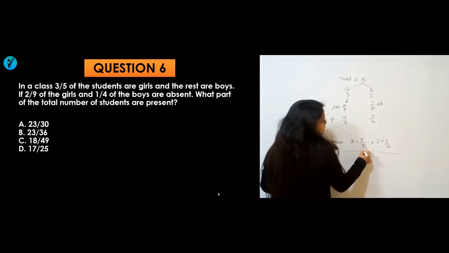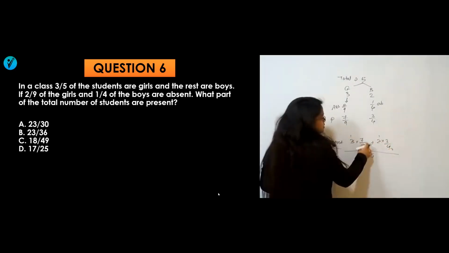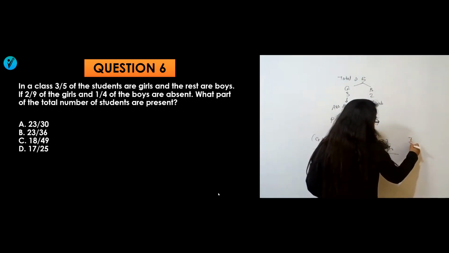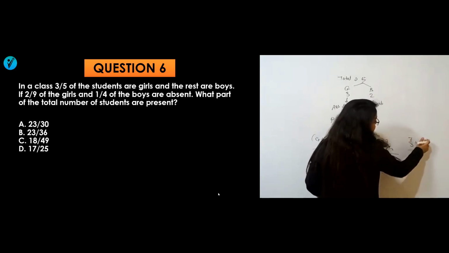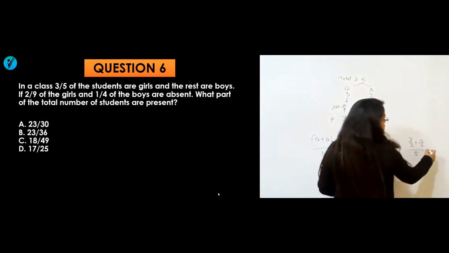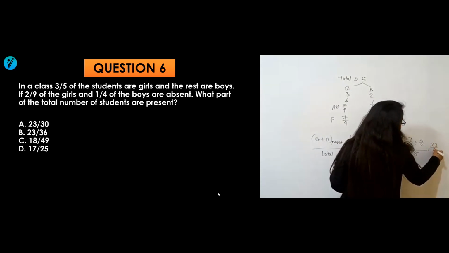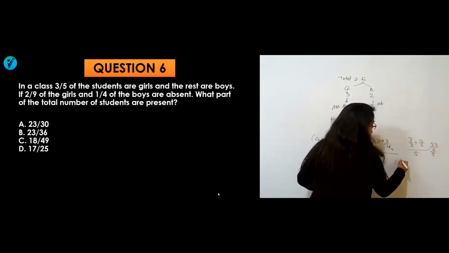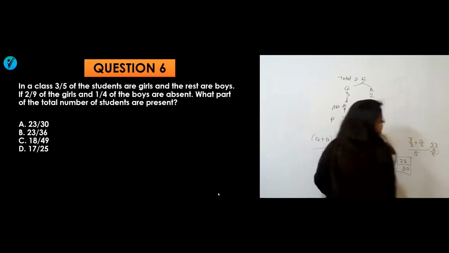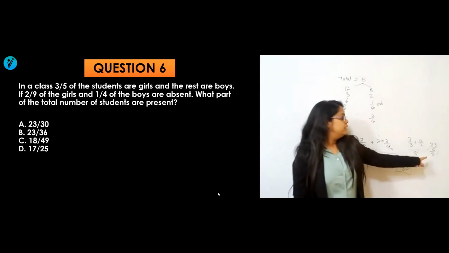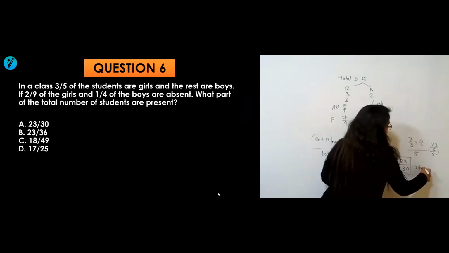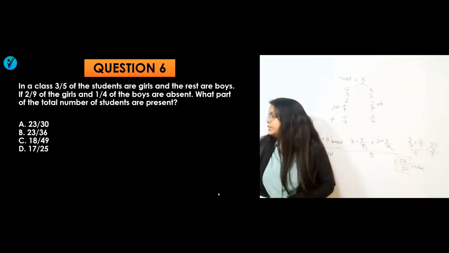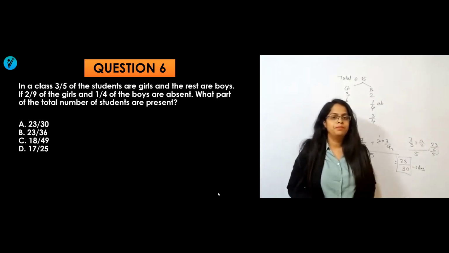3 ones are 3, 3 threes are 7 by 3, 2 ones are 2, 2 twos are 3 by 2, whole divided by 5. 7 twos are 14, 14 plus 9 will be 23. 23 divided by 6, whole by 5, which will be equal to 23 upon 30 because this is 6 into 5. This 5 will be in the denominator itself. So 6 fives are 30. So your answer will be equal to 23 by 30. That is option number A.